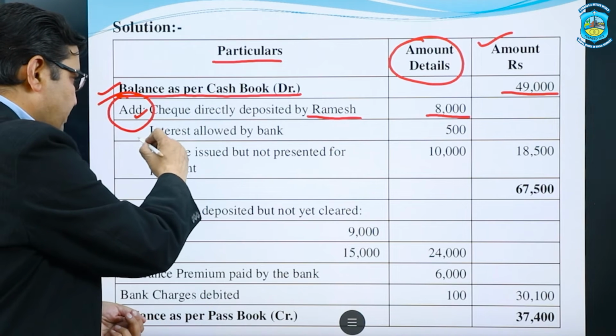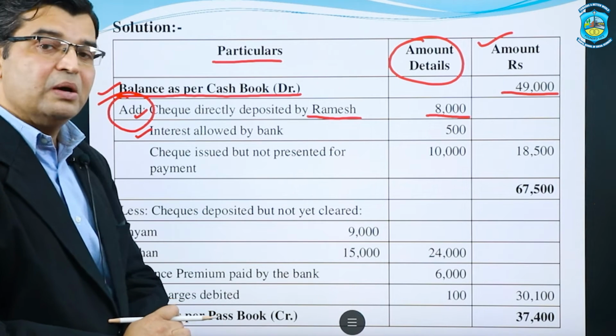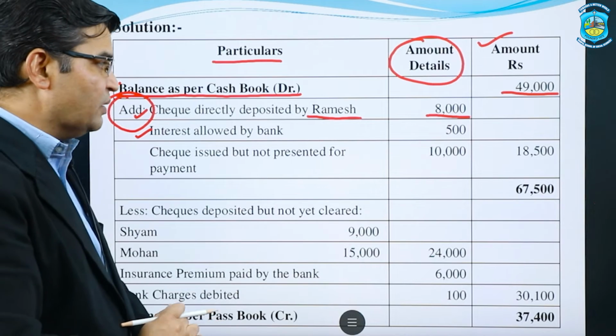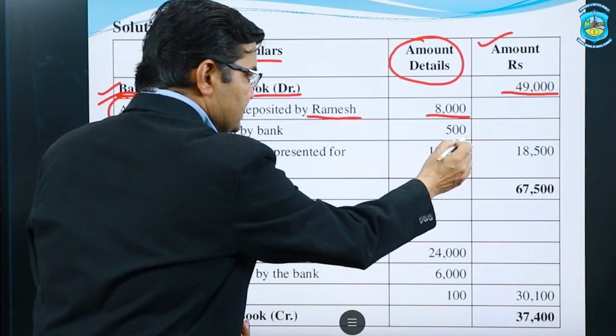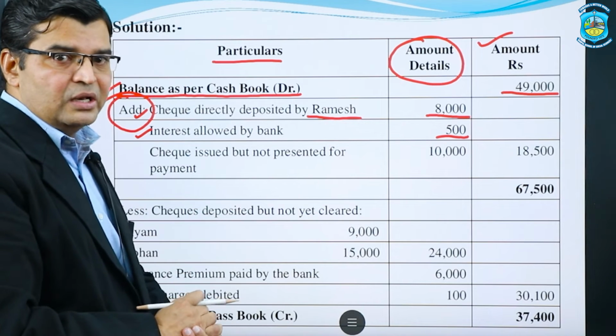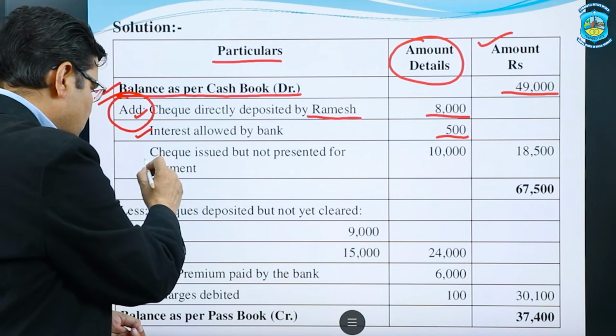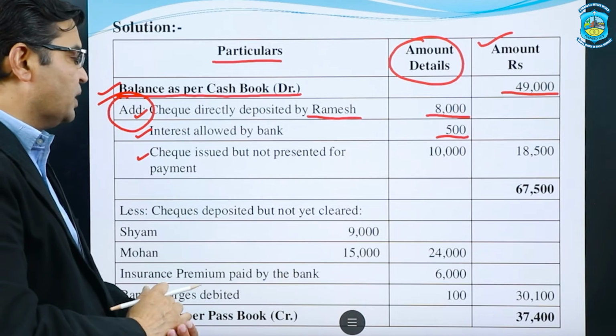Therefore, our passbook has wrongly been increased with comparison of cash book. Then interest allowed by bank. It is one of the incomes of us because this interest has been allowed by bank on deposits. So this 500, due to this interest allowed by bank, our passbook has wrongly been increased in comparison with the cash book. Then checks issued but not presented for payment.